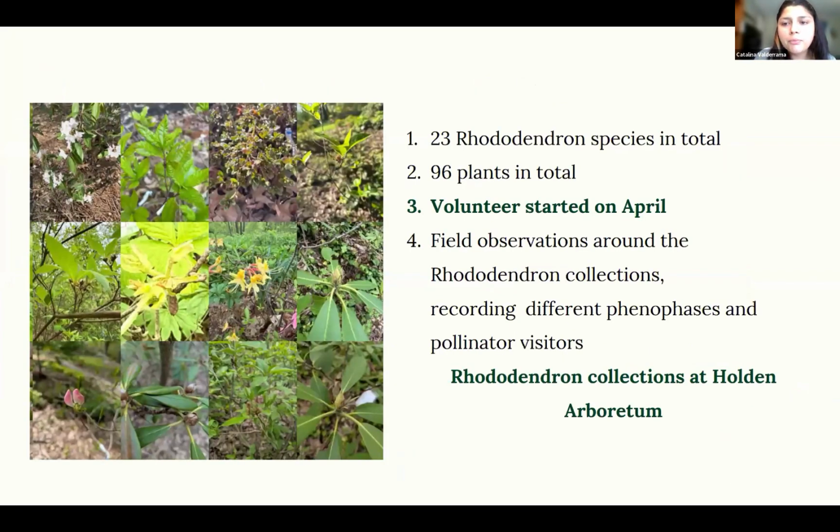We have 23 rhododendron species in total that we are monitoring right now. We have 96 plants in total, because we have 3 replicates per plant. We started this volunteer program in April, and they do observations around the rhododendron collections and record different phenophases, and we also added another part with the pollinator visitors. So they are recording the pollinator visitors that they can see on their plants. All of this is happening at the Rhododendron collections at Holden Arboretum.